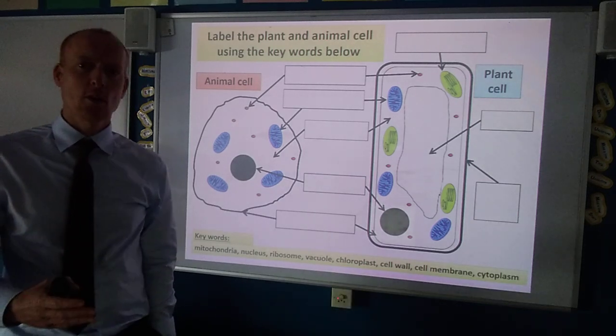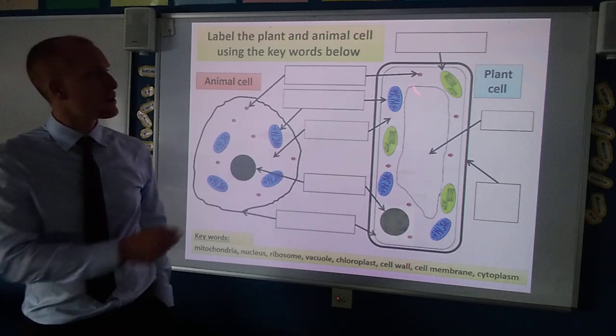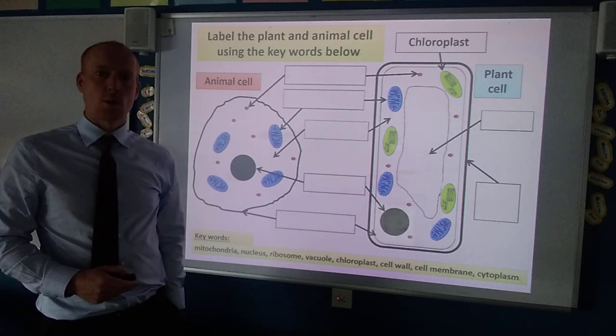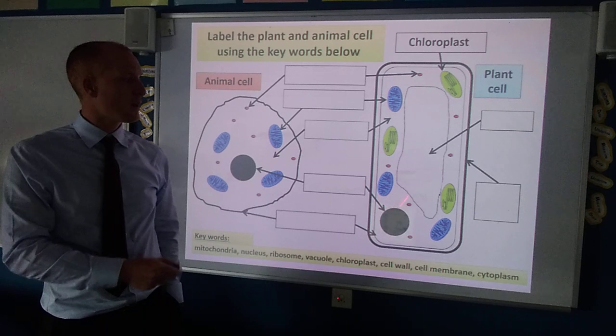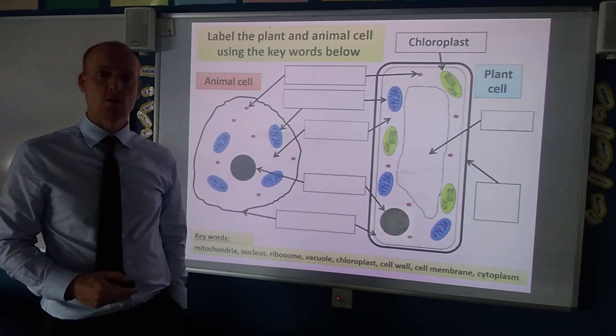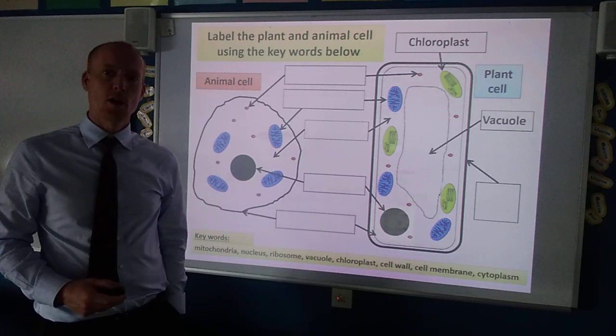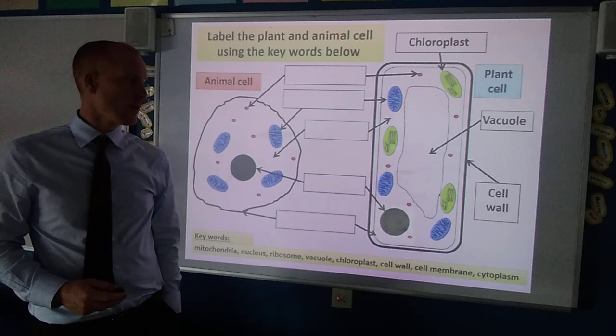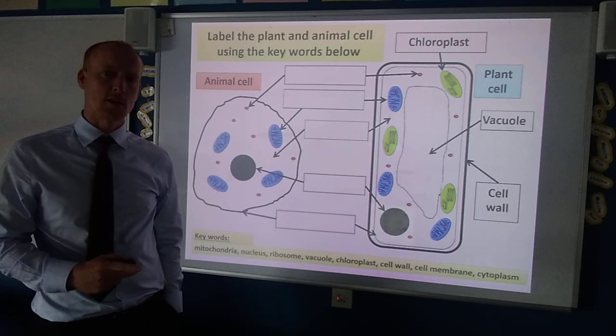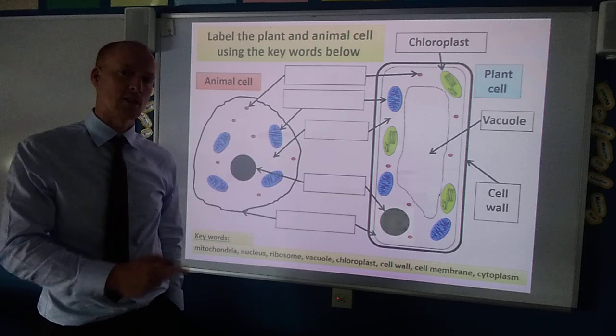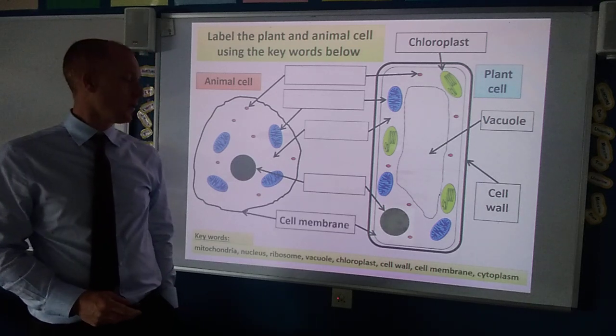Okay, let's check what you've got here. Starting at the top here, we have the chloroplast. This is obviously a plant cell here, because it's got chloroplasts for photosynthesis. Then we have a permanent vacuole. The cell wall, this is the most common mistake people make. They think an animal cell has a cell wall, so be careful with that one.